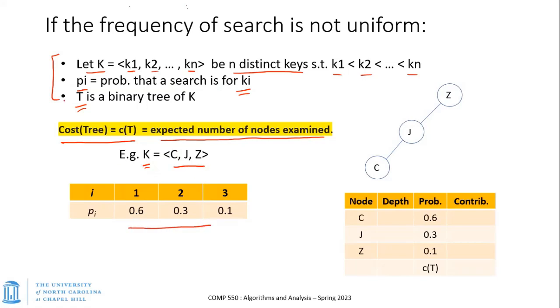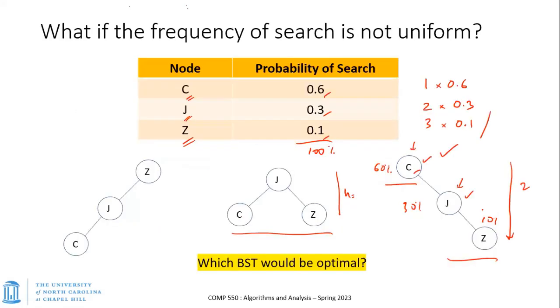In this particular example, K is shown to be C, J, and Z. These are the probabilities that we have. We've got a matrix of probabilities. And now we're calculating this, and we're essentially saying the depth of C is 2, the depth of J is 1, and the depth of Z is 0. So there's a difference between depth and the number of comparisons. The contribution over here is going to be 3 times 0.6.